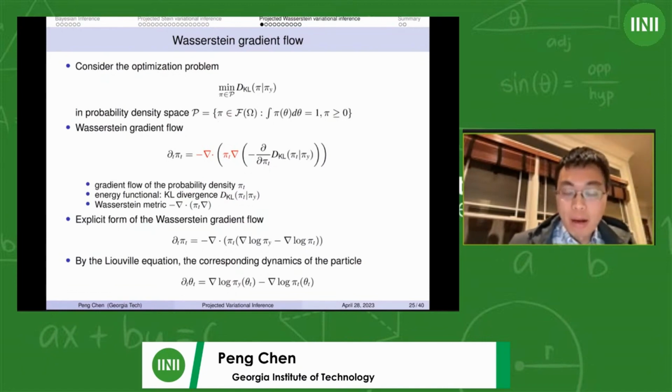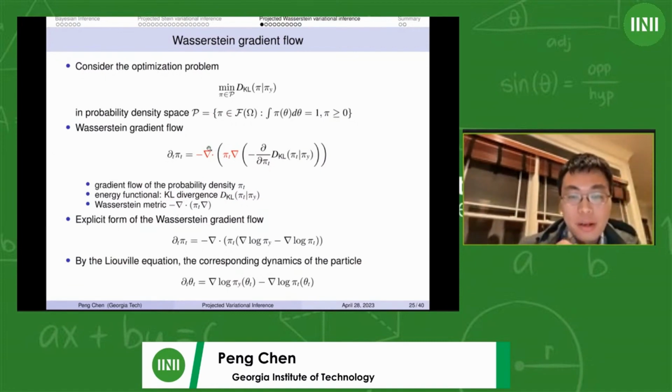So we can also apply a gradient method. Now here we have a gradient flow. Essentially, we take the variation of this energy functional, the KL divergence, with respect to our current density pi t, and then this is our gradient flow, right? This is the gradient flow of pi t equal to minus the gradient of this term. However, we equip it with a certain metric, an information metric in probability space. This is a particular information metric called the Wasserstein metric.